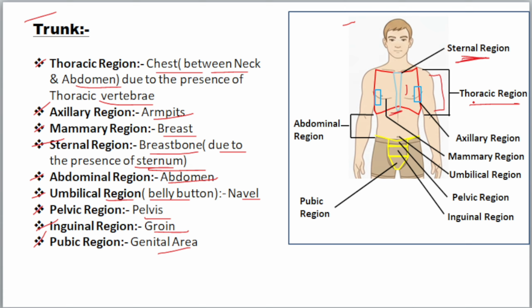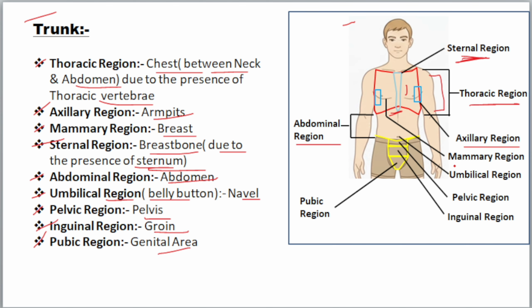And the sternum bone is also called the breastbone. Then the thoracic region, this chest portion between the neck and the abdomen, is called the thoracic region. Then this is the abdomen portion, that's why it is called the abdominal region. Both armpit portions are called the axillary region.